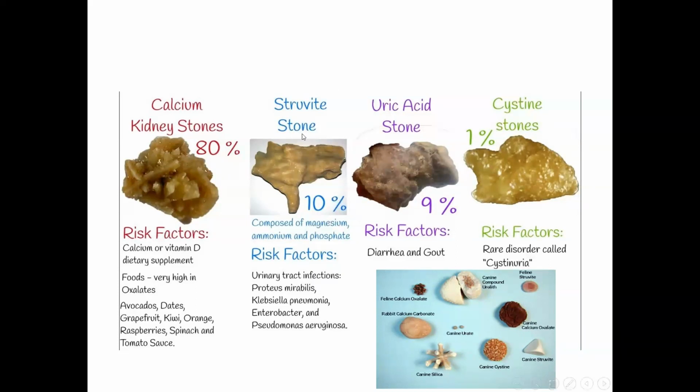What are struvite stones? Again, they are composed of magnesium, ammonium, and phosphate. Okay, so they have these 3 components. They are also radiopaque. So if you put them together, 80 and 10 means 90% are going to be radiopaque. So that is why we are able to pick them up on X-rays. Whereas uric acid stones and cysteine stones are going to be radiolucent. So these are the ones that are not going to be seen on X-rays.